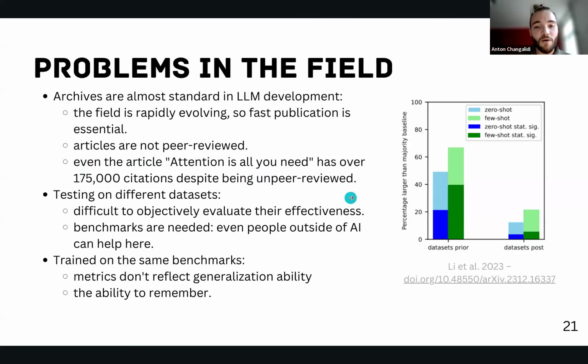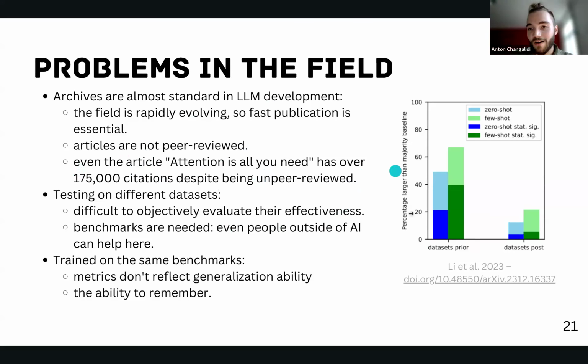But the problems now are that testing on different data sets and benchmarks is not really comparable, because if you test on one benchmark, you can get a very high score. And if another person tests on another benchmark, they can get a lower score, but maybe both of your models are equally good, and the difference is just because you have used different benchmarks.